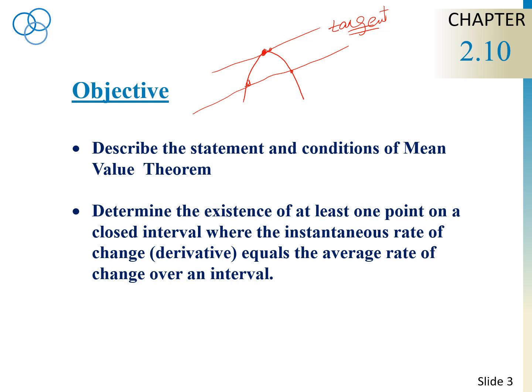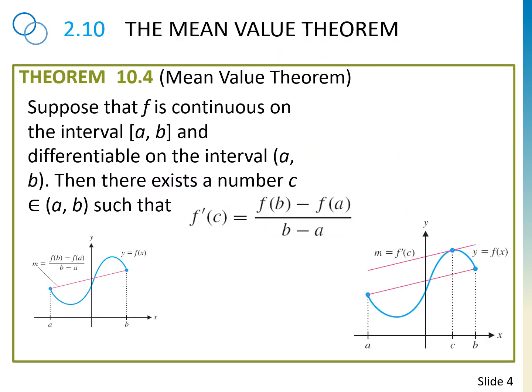Similarly, when we say the instantaneous rate of change, it means the derivative of the function. Whereas when we say the average rate of change, it means the rise over run, that means the slope of a secant line. Let's try to understand the mean value theorem.